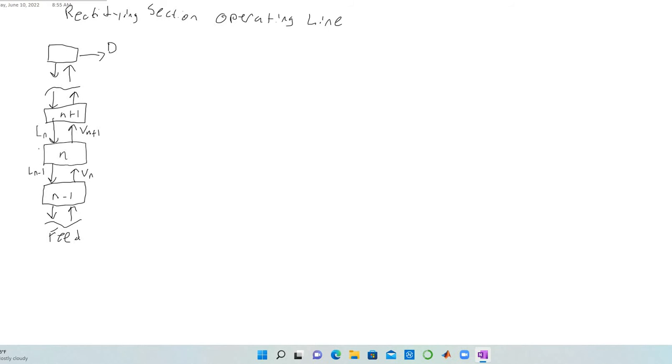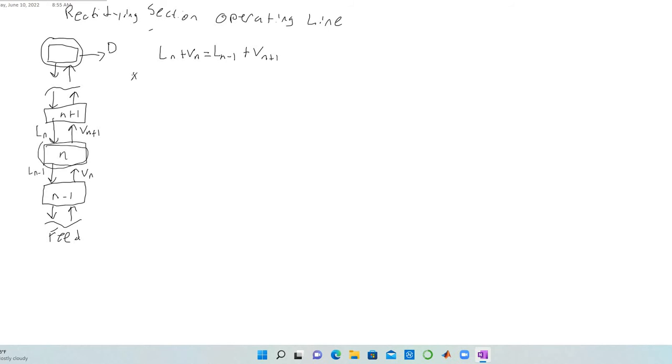So if we do a mass balance about n, we get that what's going into n, Ln plus Vn, is going to equal what's coming out of n, which is Ln minus 1 plus Vn plus 1. So we also know that the distillate, what's going to this stage up here, this top stage, right here.